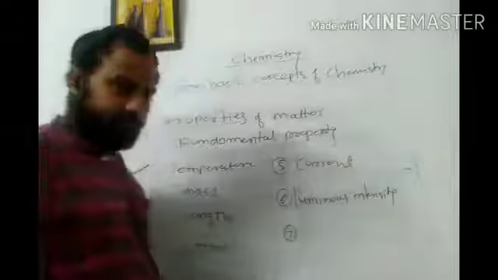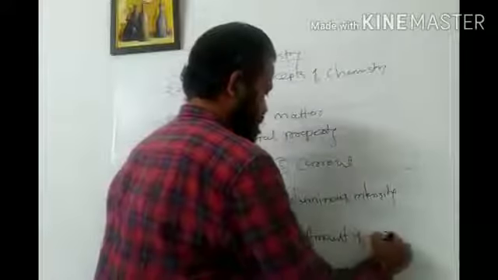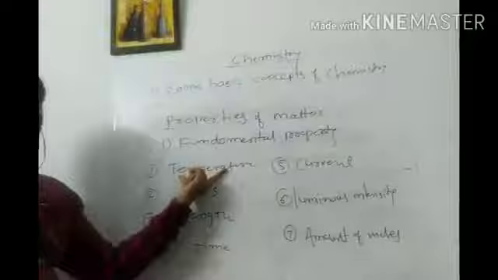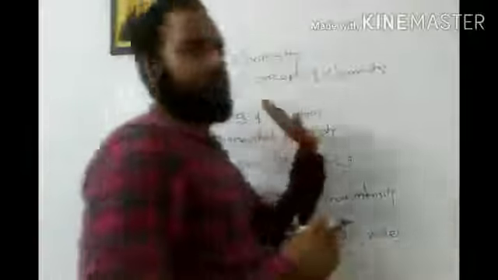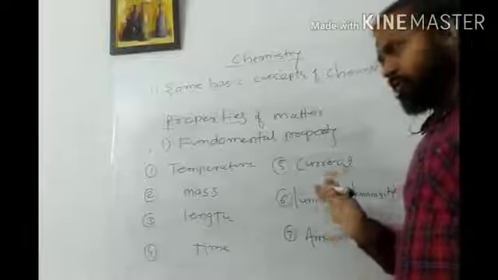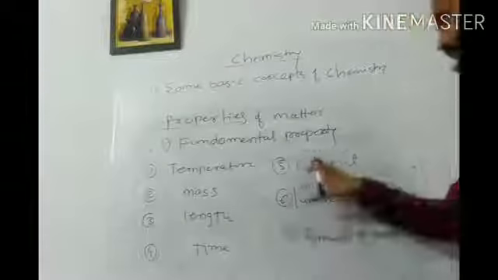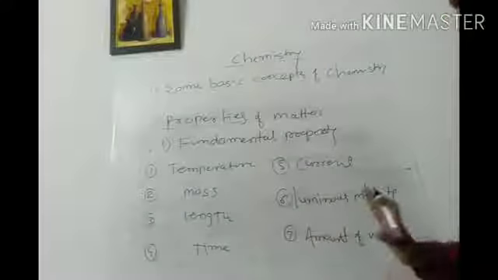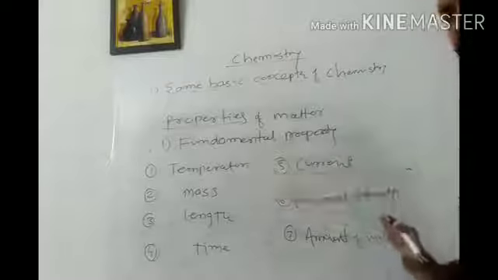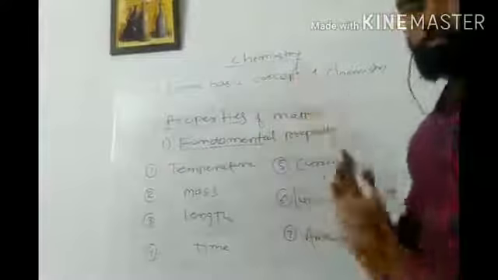And the seventh one is the amount of moles. Okay, so if we see all these properties, they are fundamental in nature. They are the own properties of the matter. For example, temperature is its own property. Then mass of the matter is always there. We need not derive them from some other units. Then length is also a fundamental property, time is also fundamental, current, luminous intensity, and amount of moles. So they are all 7 fundamental properties. All the derived properties are based on these properties. Okay, so they are the own properties of matter.